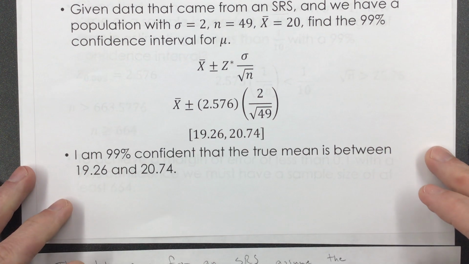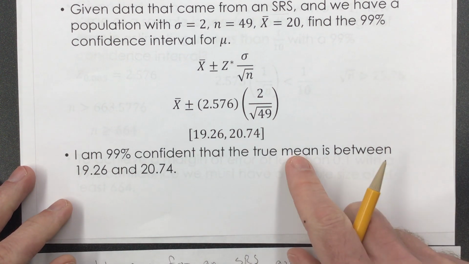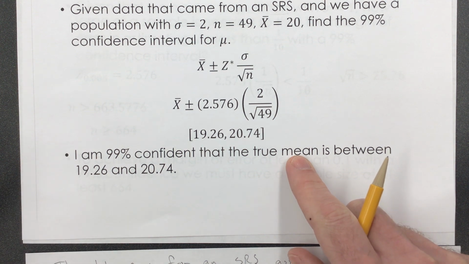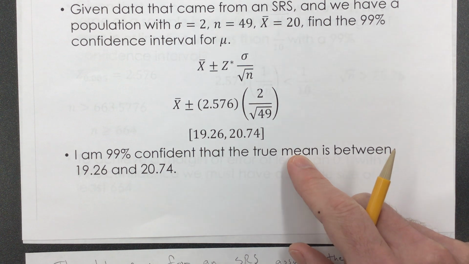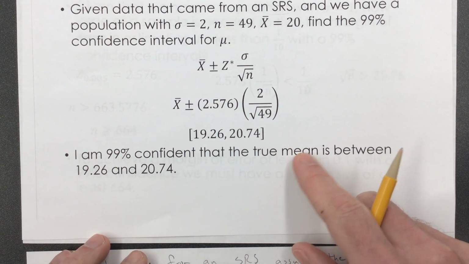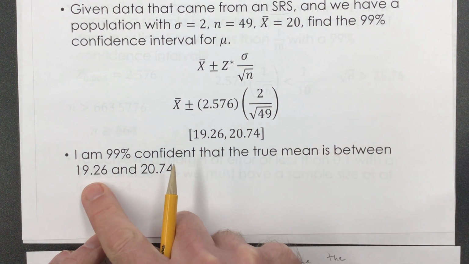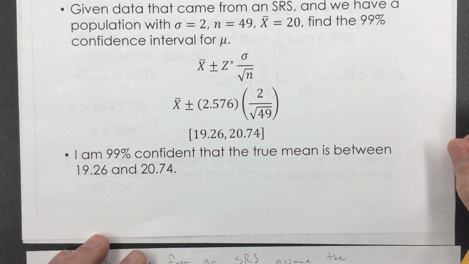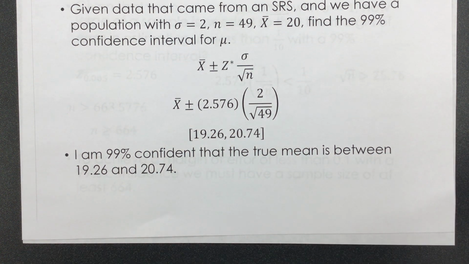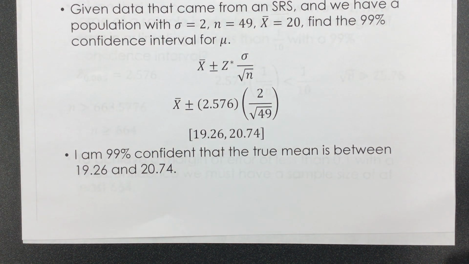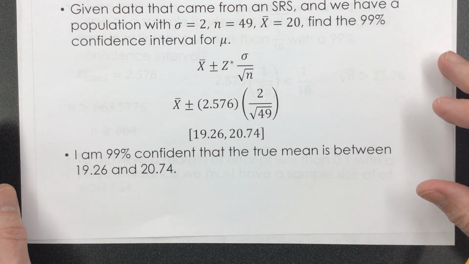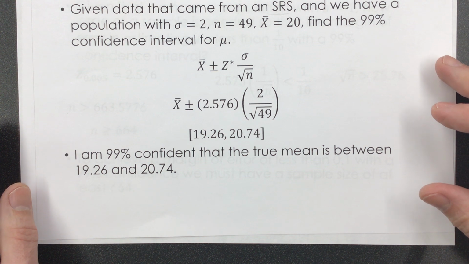So we would say I'm 99% confident that the true mean of blank, right, if we had context, the true mean height of whatever or weight of whatever it is, the true mean of whatever it is between, in this case, 19.26 and 20.74. And there you go. You just did your first confidence interval. Hopefully it's not that bad, right? The calculation is pretty simple. Hopefully it makes sense. It is a little bit tedious because we're doing formal inference.